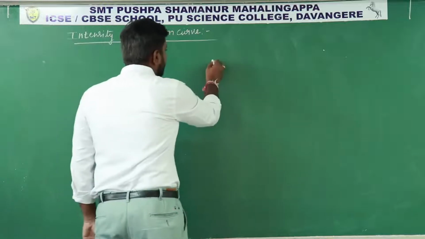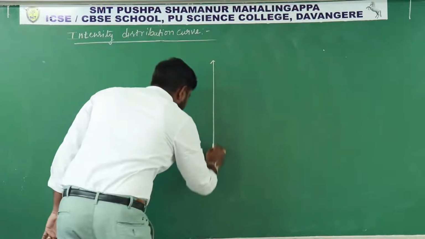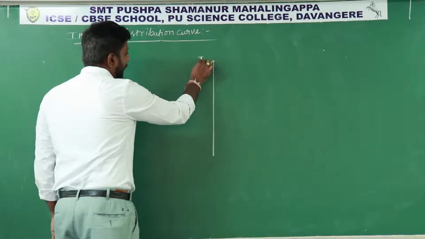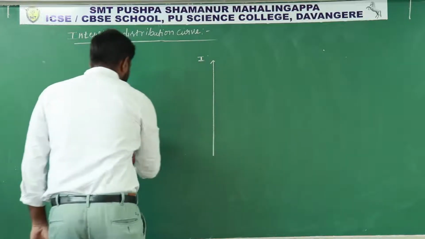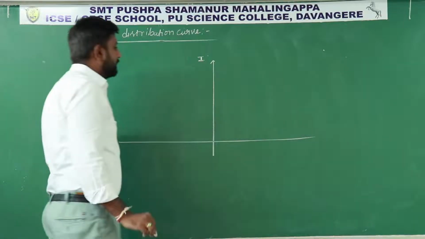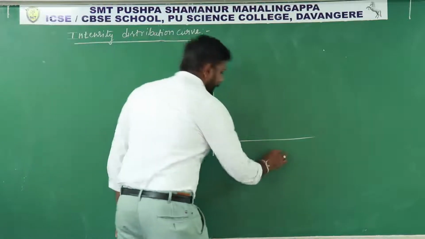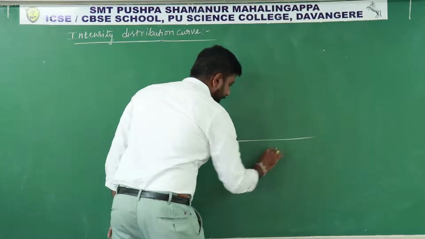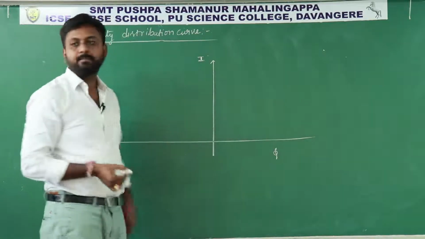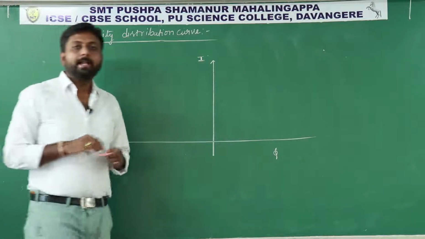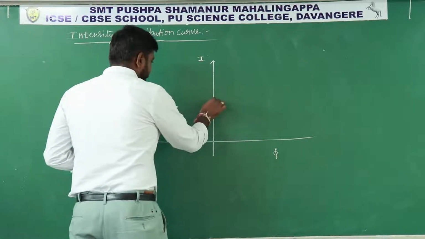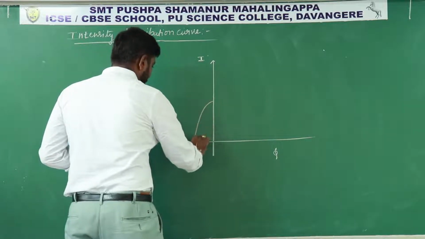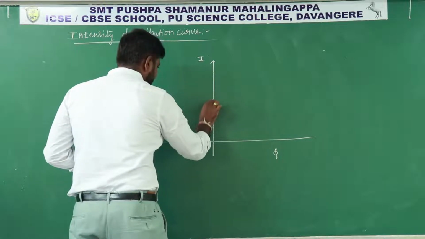So let us consider in the y-axis intensity I, and in the x-axis let us consider the phase angle or phase difference between the two interfering waves, that is phi. And if we draw the intensity distribution curve, you will observe it in this way.